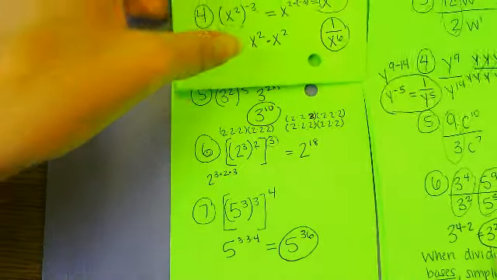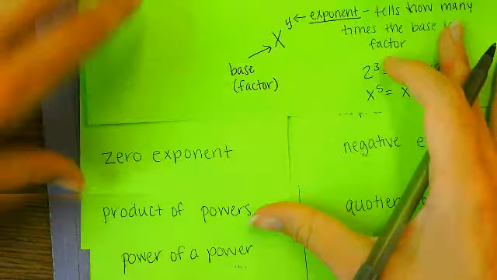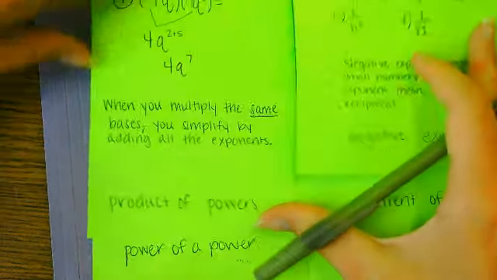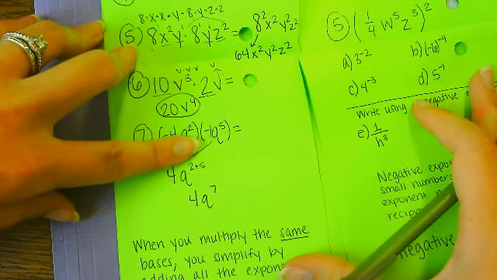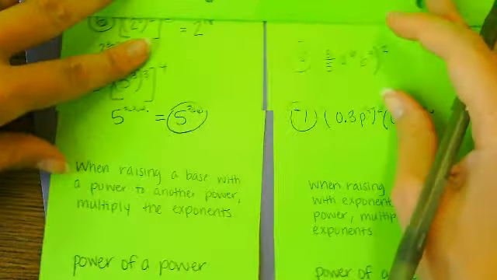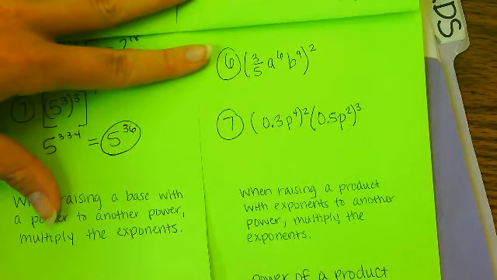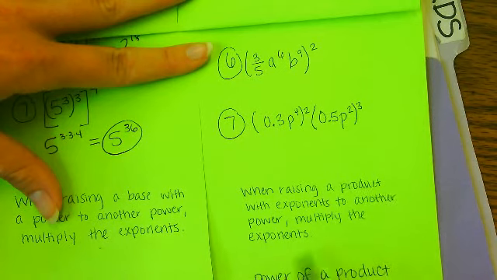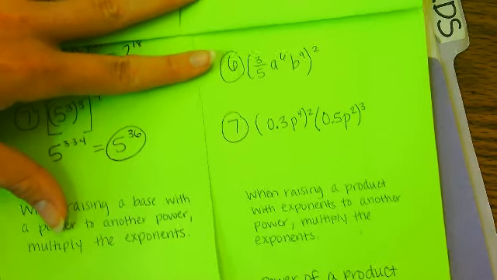Now we're going to look at power of a product. This is not the same thing as product of powers. Product of powers we already looked at, and that was where you were multiplying the same bases and you added your exponents. With power of a product, it's actually similar to power of a power. You're raising a product with exponents to another power. So this is going to deal with multiplying your exponents together, just like we saw with power of a power. When you do product of powers, you add your exponents.